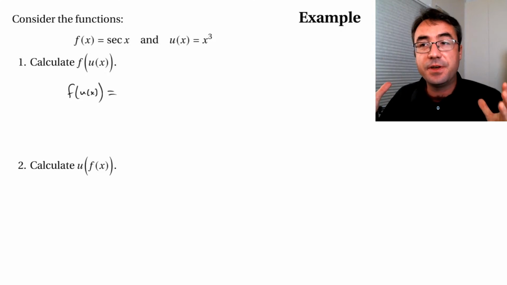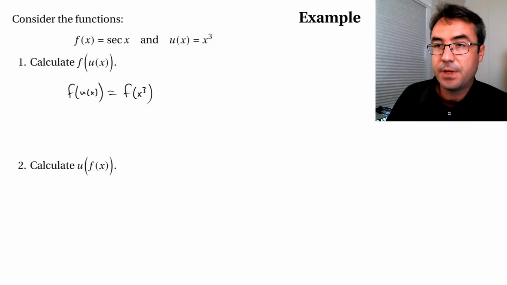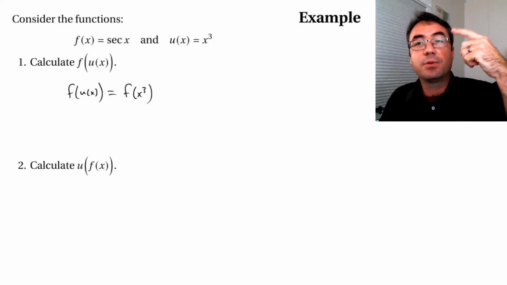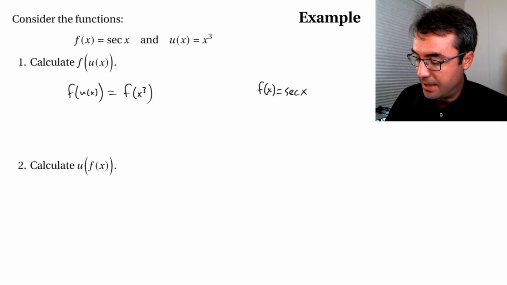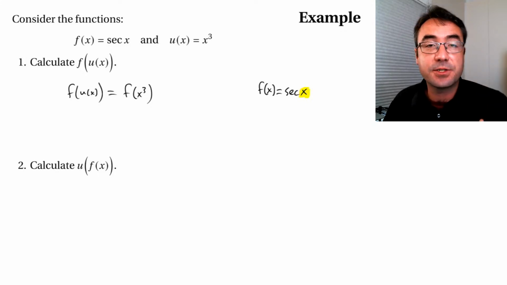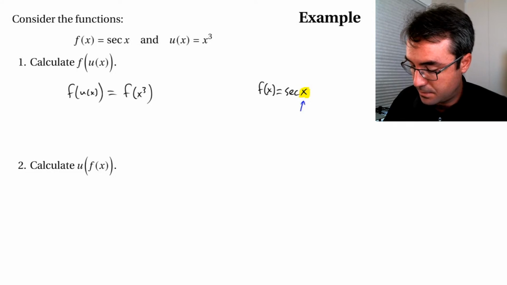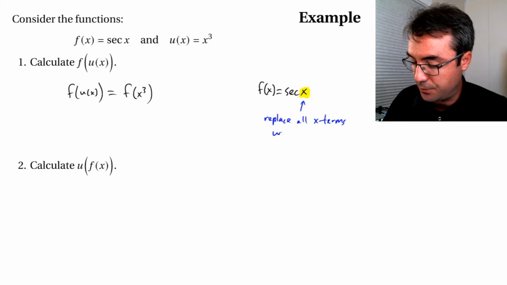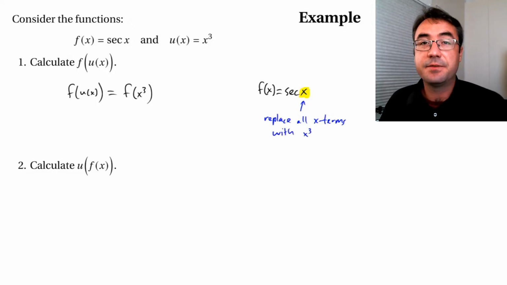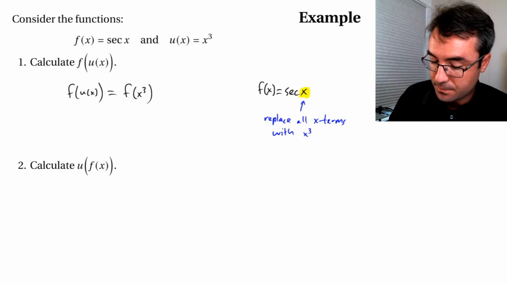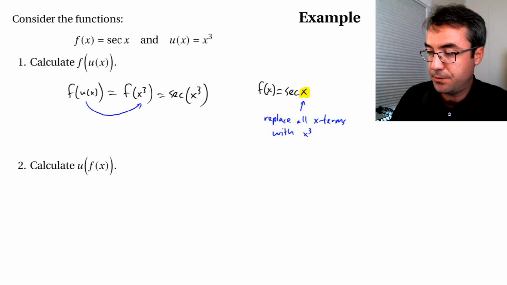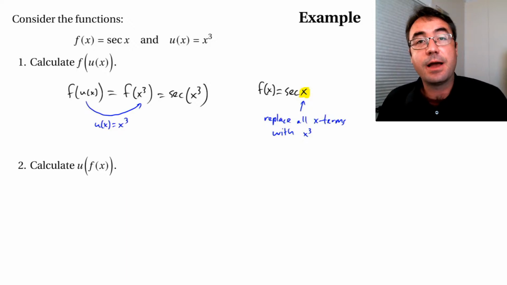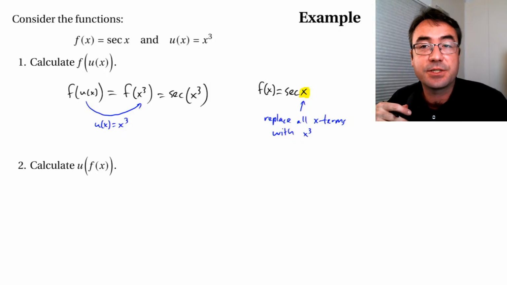And what is u of x? Let's fill in what u of x is. It's x cubed. So we're going to take that x cubed and plug it into function f. F of x, what was it? It was secant x. And wherever we see an x term, we're going to replace that x term with an x cubed. So instead of secant x, we change that x to an x cubed. That'll give us secant of x cubed. So u of x was x cubed, we plugged that in, and then in our outer function, wherever we saw an x term, we changed that x to an x cubed.